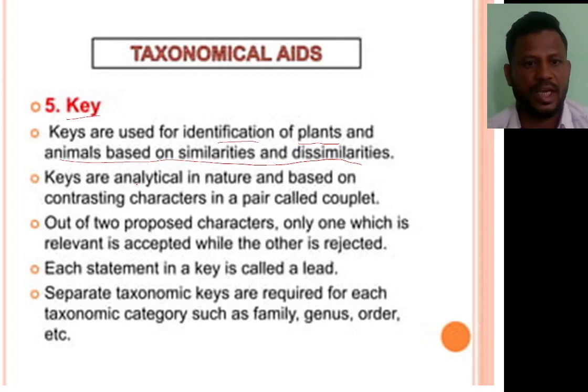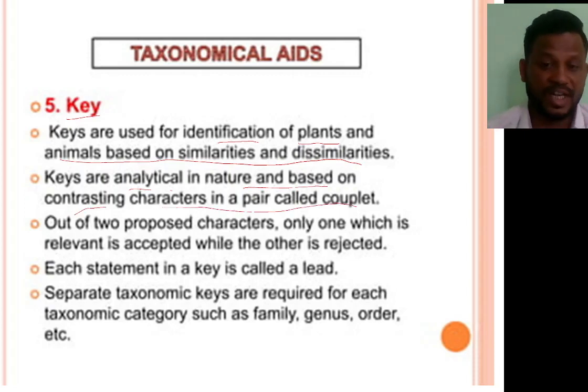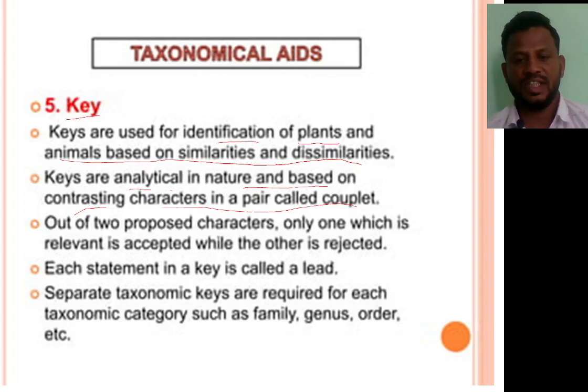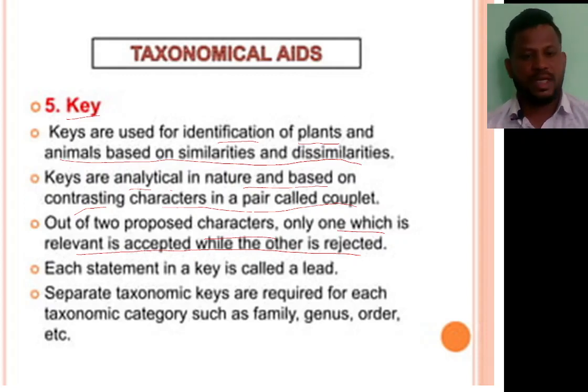Next, keys are analytical in nature, based on contrasting characters in pairs called couplets. A couplet means a pair of contrasting statements. Of the two characters, only one is relevant and accepted while the other is rejected. These are the key points to identify and give the name. Of the two, one must be rejected and one must be selected.